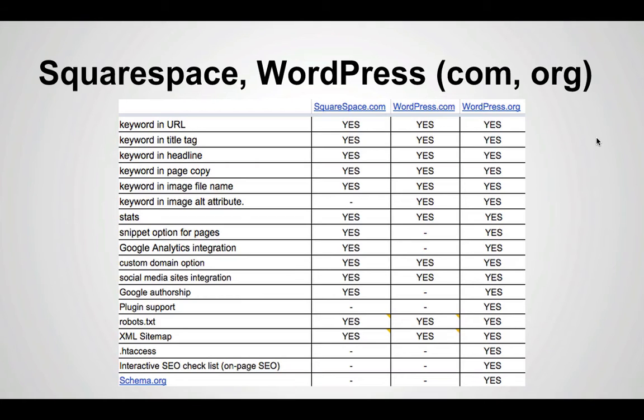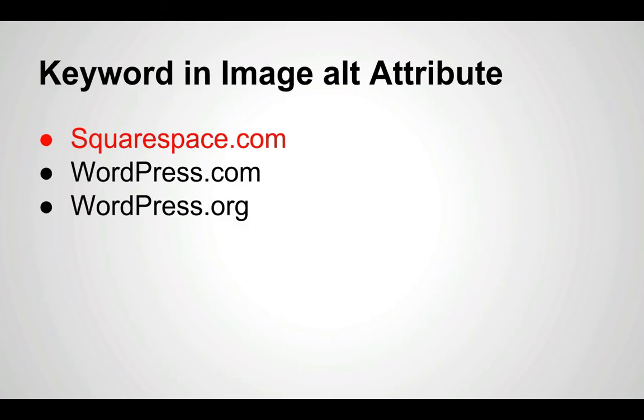Now that you can see a general picture of what features each of the solutions has, let's take a closer look at some of them. First of all, keyword and image alt attribute. It's one of the factors that can influence your on-page SEO, and you're supposed to use your keyword or your keyword synonym in your image alt attribute. Both WordPress.com and WordPress.org allow for doing that, but Squarespace.com does not have the option, so it's a drawback that you should keep in mind.